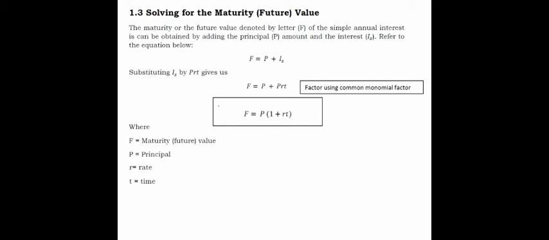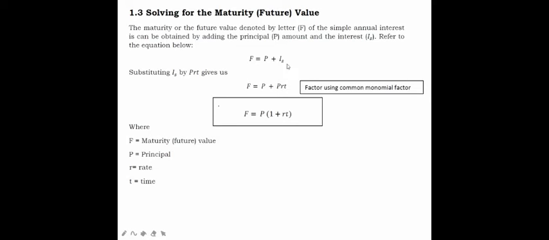Now, let's proceed to lesson 1.3, solving for the maturity or the future value. The maturity or future value denoted by the letter F, that is capital letter F, of the simple annual interest can be obtained by adding the principal P amount and the interest which is I sub S. So refer to the equation below. We have F is equivalent to the P, which is the principal, plus the simple interest which is I sub S. So substituting the I sub S by the PRT gives us the F is equivalent to P plus PRT.